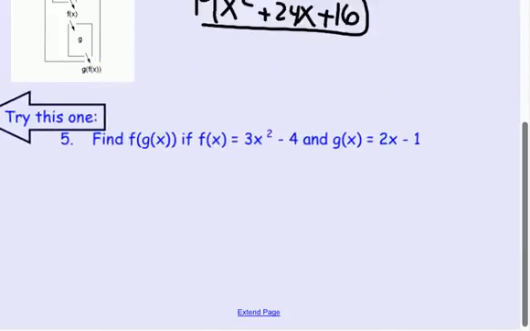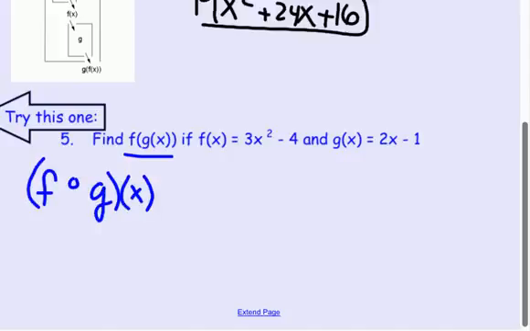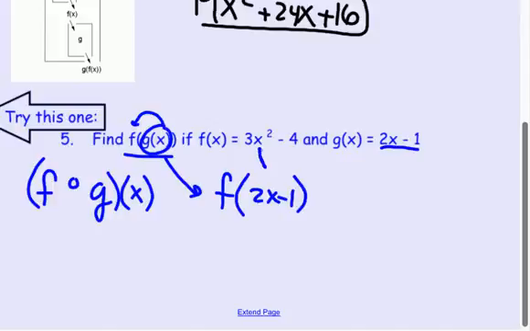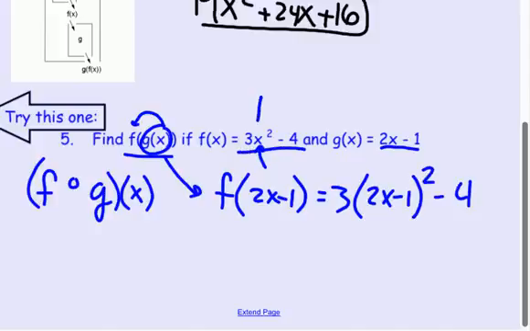Okay, they want us to find f of g of x. You could rewrite that as f of g of x. It's just a composition, it's the same thing, but we'll take that down here. That means we're going to take the function g of x, which is this 2x minus 1, and plug it into the f function. So we got f of g of x is 2x minus 1. I'm going to plug 2x minus 1 in for x in the f function. You're plugging one function into another function. So it's 3 times 2x minus 1 squared minus 4. So it's this function, but now my x is this 2x minus 1 right here.